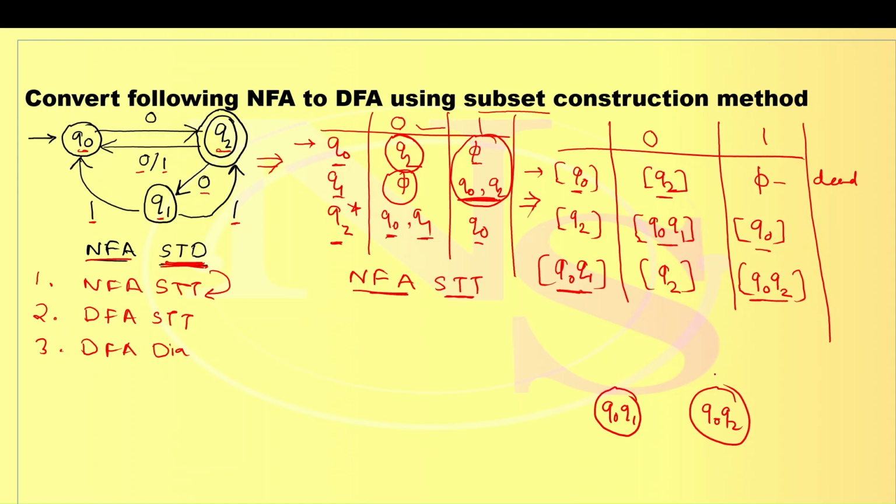For example, when you draw the diagram, it will be considered as only one state, Q0, Q2. What are the new subsets? Q2 is covered in the second row. Q0, Q2, this is a new subset. So I'm writing here Q0, Q2.